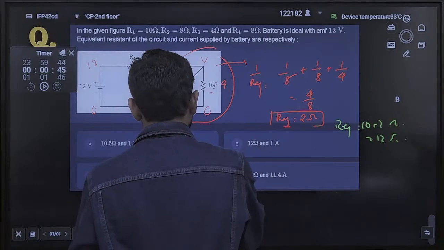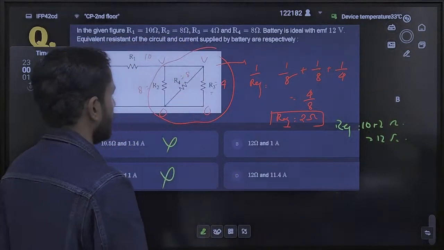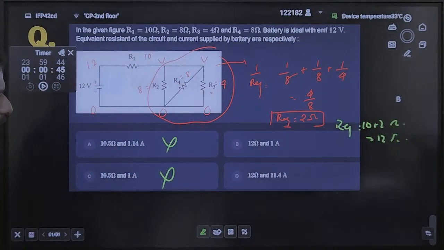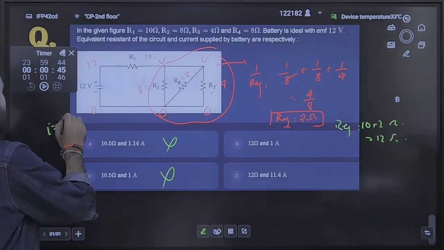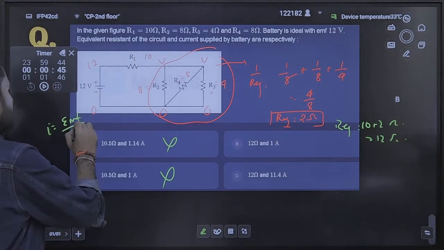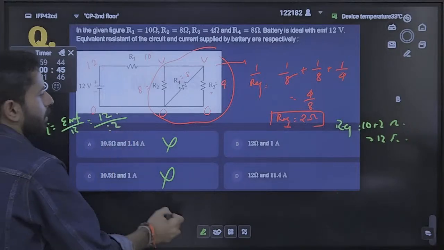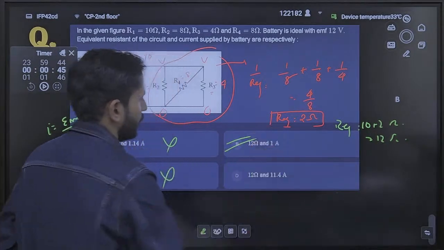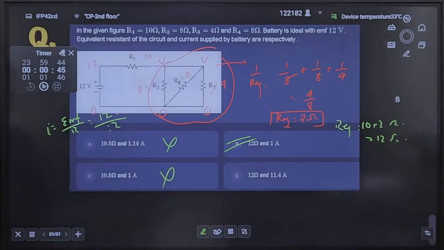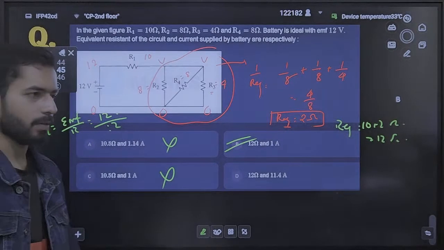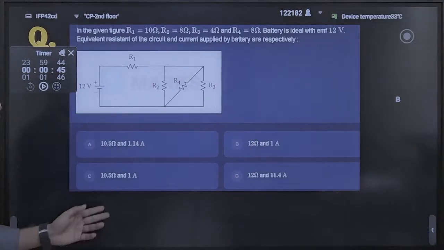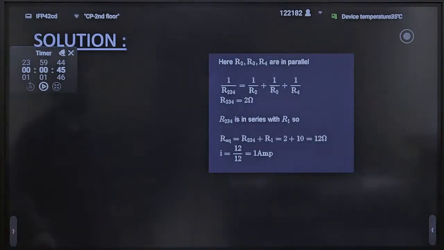These two options are already eliminated. Now, if the equivalent resistance is 12, what is the net current flowing into the circuit? I can write EMF divided by the resistance. The EMF is 12, and the resistance is also 12, so the answer will be 12 by 12, which is 1. The option is 1. Very basic and very standard question that is also given in the class notes by all the classes. So I have told you about this question in the classes.